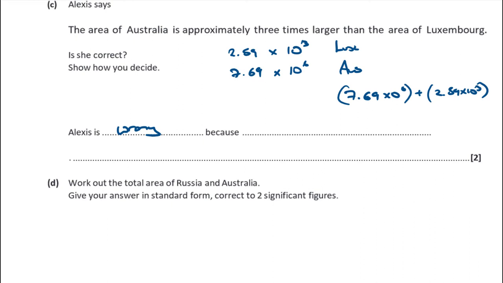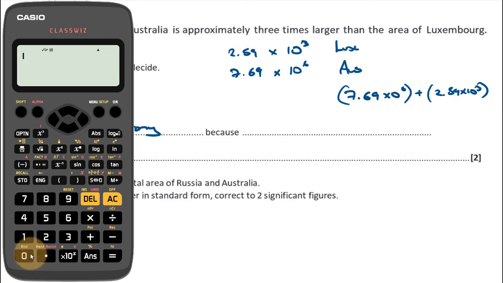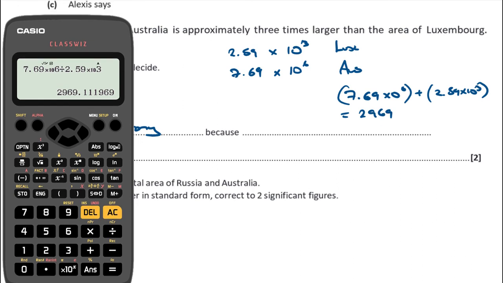So when I type in the Australia one, I'm going to type in the mantissa part, 7.69, and then I'm just going to press that key there once. That's going to give me the times 10, and then I'm going to put in the power, which is 6. So 7.69 times 10 to the 6, divide by, then the second mantissa, which is 2.59, and then I'm going to press that 10 to the x button again, and I'm going to put in the power, which is 3. Okay, and that comes out to be 2969. So that's equal to 2969 and change.